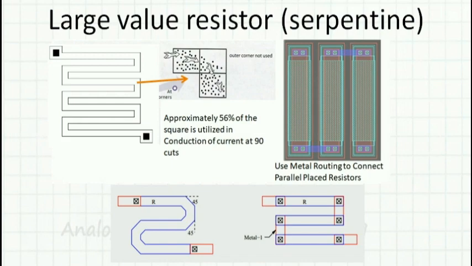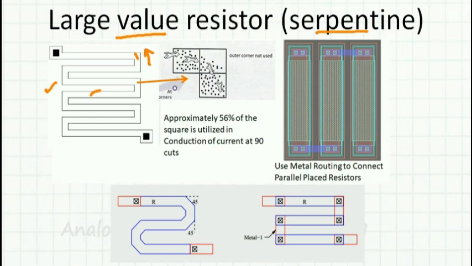Whenever I need a large value resistor, I use a serpentine form of the resistor which looks like this. So here the resistor has many bends and it looks like a serpent. That's why it's called a serpentine resistor. There is a disadvantage here at the corners. There is a 90-degree bend and here 56% of the square is utilized in conduction and hence the resistance increases.